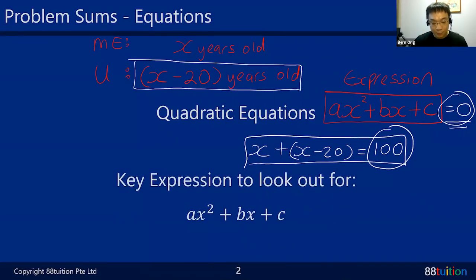So the quadratic equation will always be something like that: a square term followed by an x term, then plus a constant. Every time you see the x squared, it means what? Quadratic equation. Don't think so much. Okay, let's look at the first question.